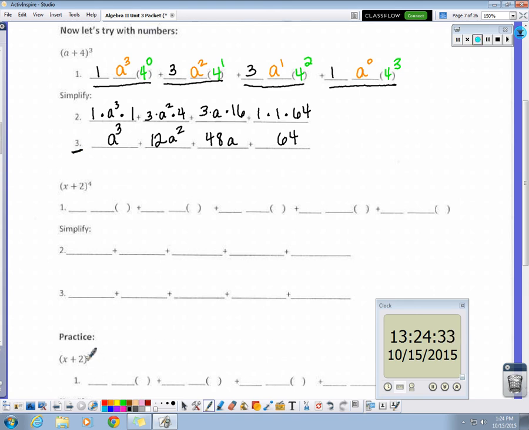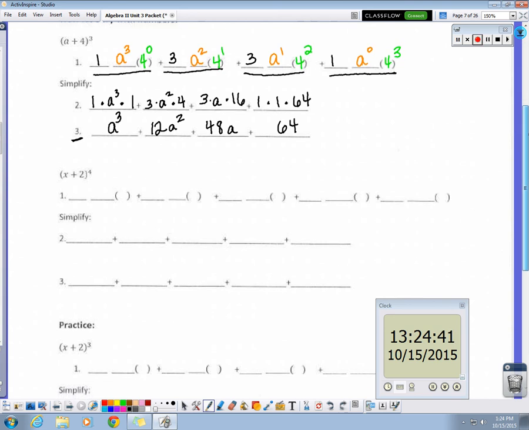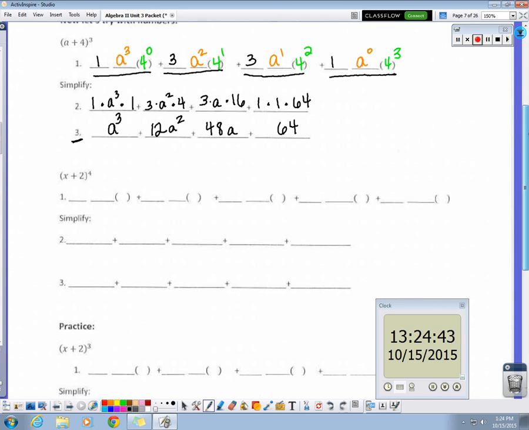Okay, so the steps all remain the same. It's just you actually have to do a little more simplifying with these numbers. Okay, now let's look at the next problem. Can I move on, or are you still copying?